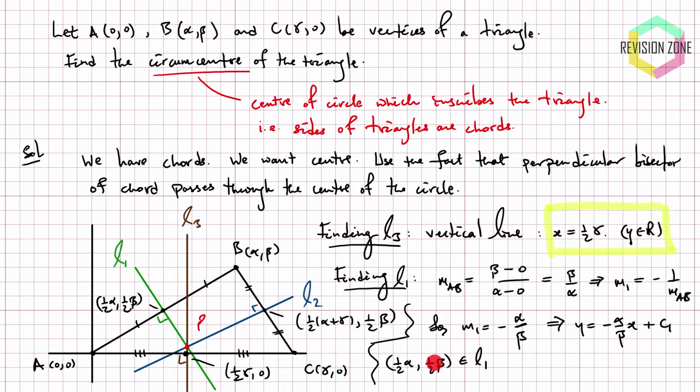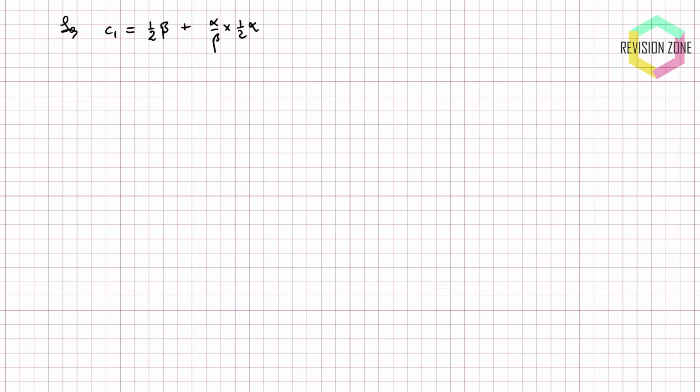So actually, I can replace y with a half beta and x with a half alpha to be able to get this equation. So we see our y is a half beta, our x is a half alpha, and now we can rearrange this to figure out C1. So all I'm going to do is take this term here, which is minus alpha over beta times by half alpha, and take it to the left-hand side. And we get this. So we get C equals a half beta plus this term, which was earlier negative. Now it's on the other side, so it's positive. And so we just need to simplify that.